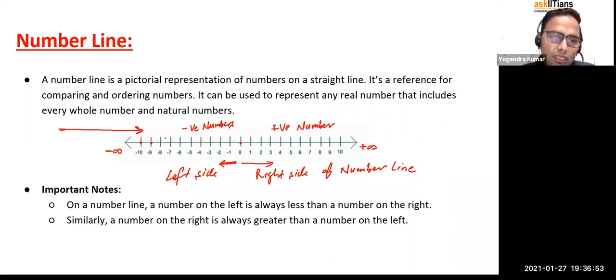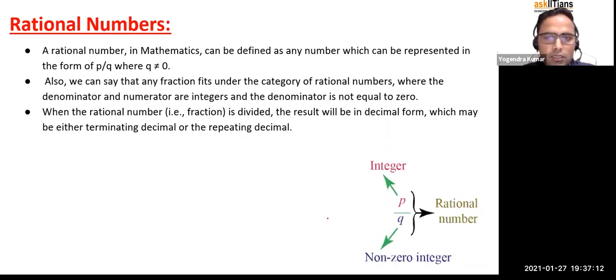We can read from this side also, but increasing order is like this. From left to right it increases. So this is increasing order, left to right we will go. A number on the right is always greater, right? I think it makes sense. You might be understanding this, right? Okay, very good. Next, I think we can move on.